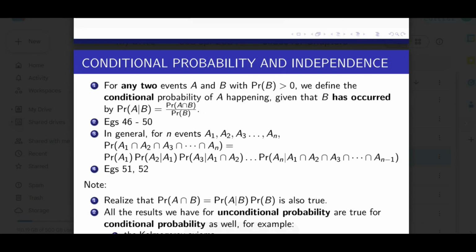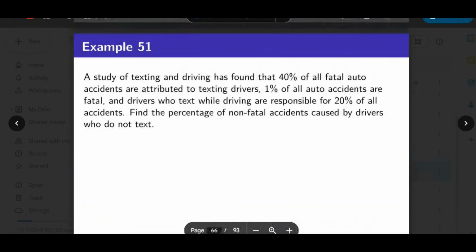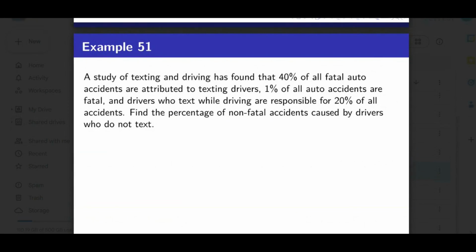All right, so let's look at some examples for this one. Example 51. A study of texting and driving has found that 40% of all fatal auto accidents are attributed to texting drivers. 1% of all auto accidents are fatal. And drivers who text while driving are responsible for 20% of all accidents. Find the percentage of non-fatal accidents caused by drivers who don't text.